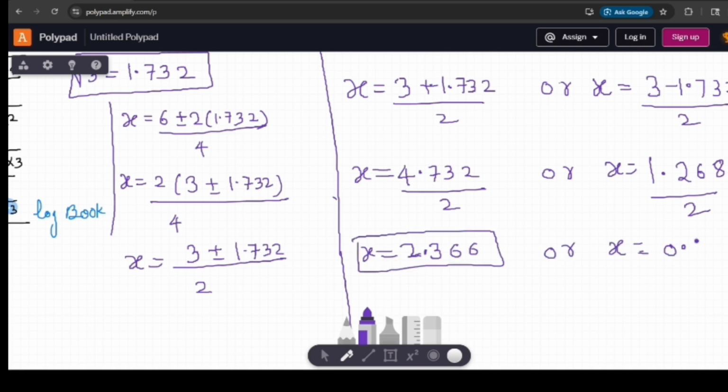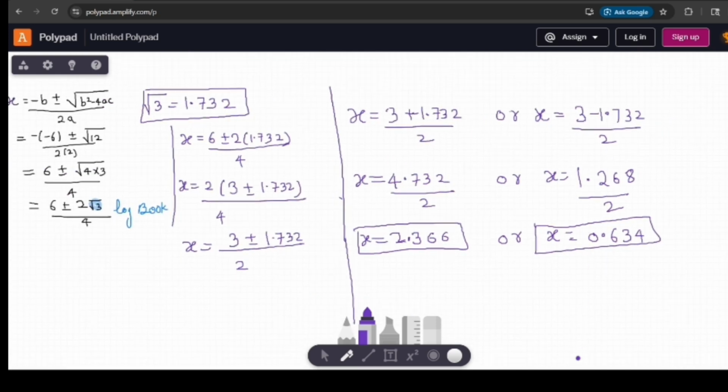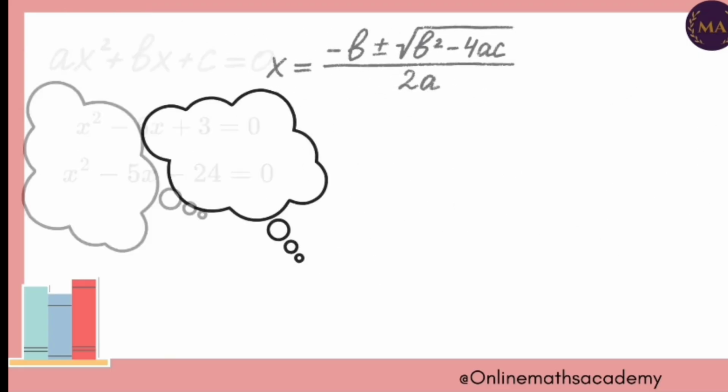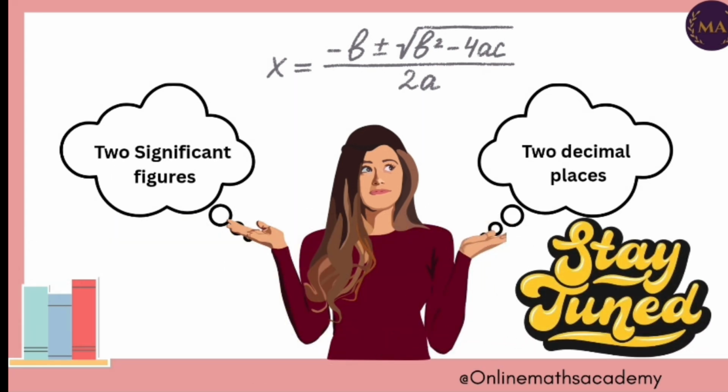So here we have to use the logbook whenever we get the roots like root 3, root 2, any irrational number under the root. Use the value given in the logbook. Also the questions can be specified as write the answer specific to 2 decimal places, 3 decimal places, or 2 significant figures or 3 significant figures.